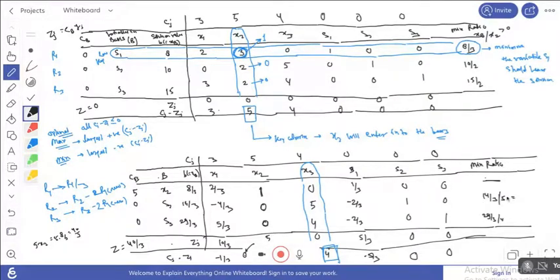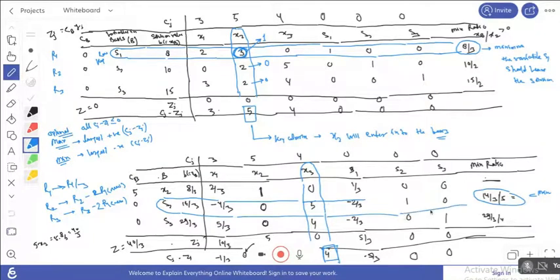So which one is your lowest? This is your minimum one. So that's why this is minimum. So here we get, this is coming from the S2 row. So that's why this variable S2 will leave the solution, and this will enter into the basis. So S3 will enter here, and S2 will leave the solution.